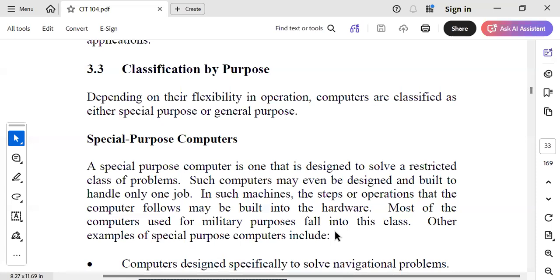Let me just take the first part. Now, depending on their flexibility in operation, computers are classified as either special purpose or general purpose. Under classification by signal type, we have three: analog, digital, and hybrid. Those are things you should note because of the exam. The hybrid is a combination of the processes of analog and digital together in one machine. Then under classification by purpose, we have special purpose computer and general purpose computer.